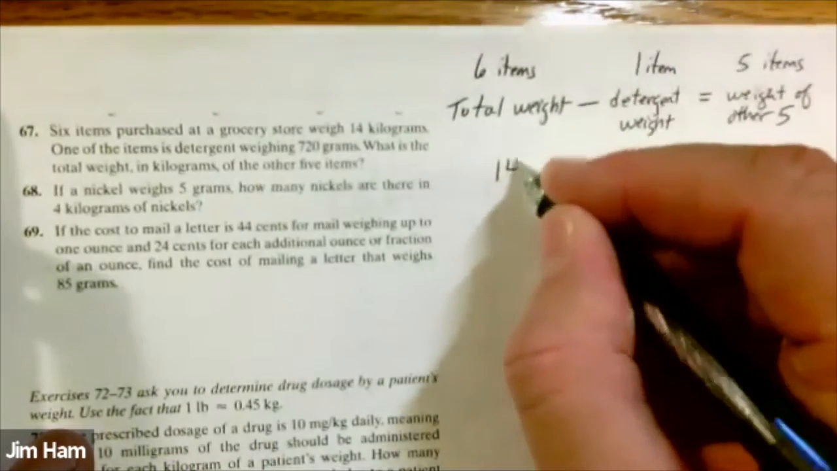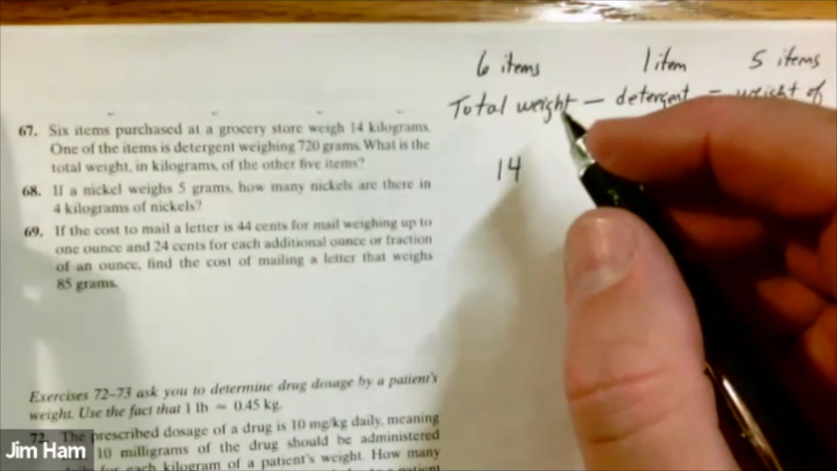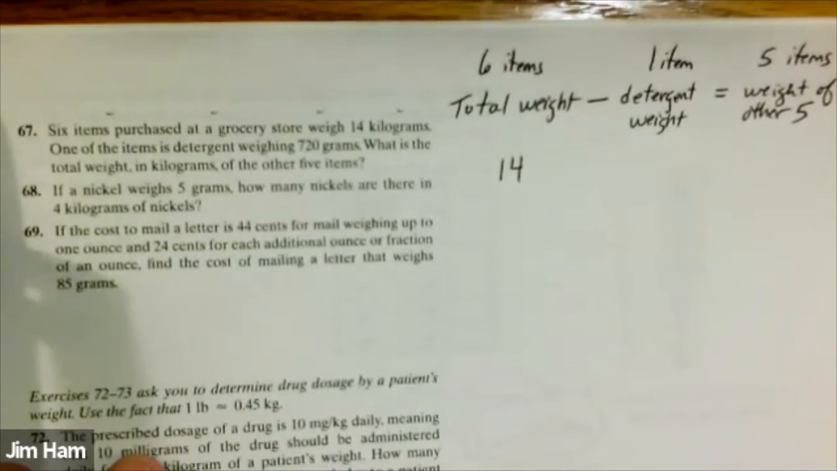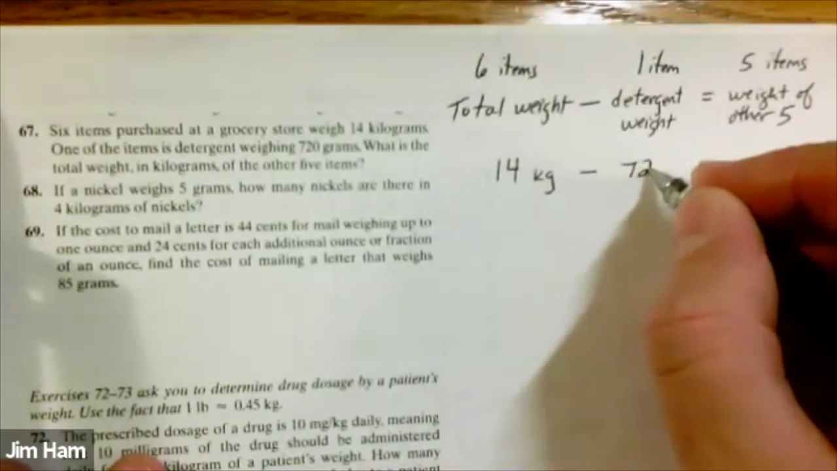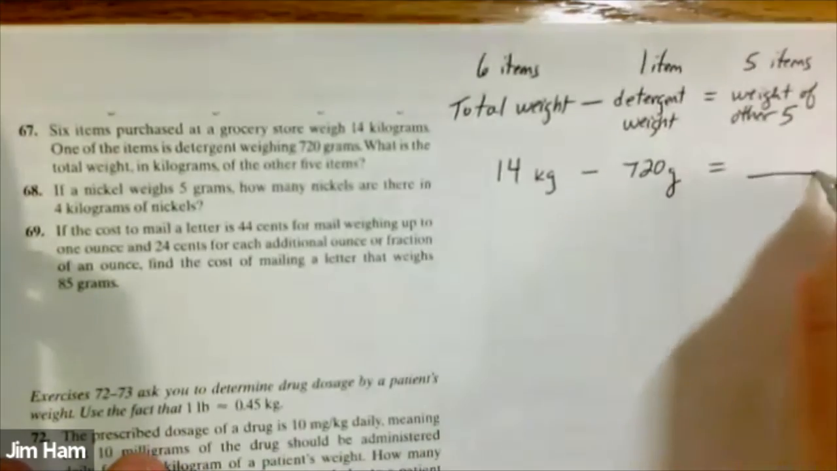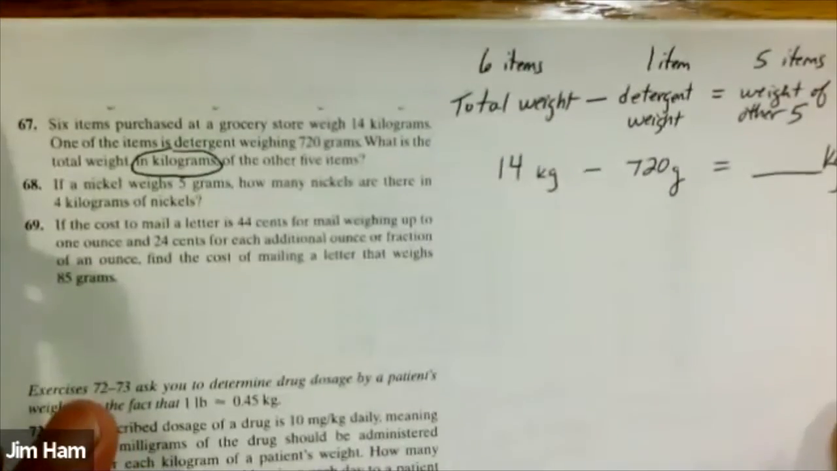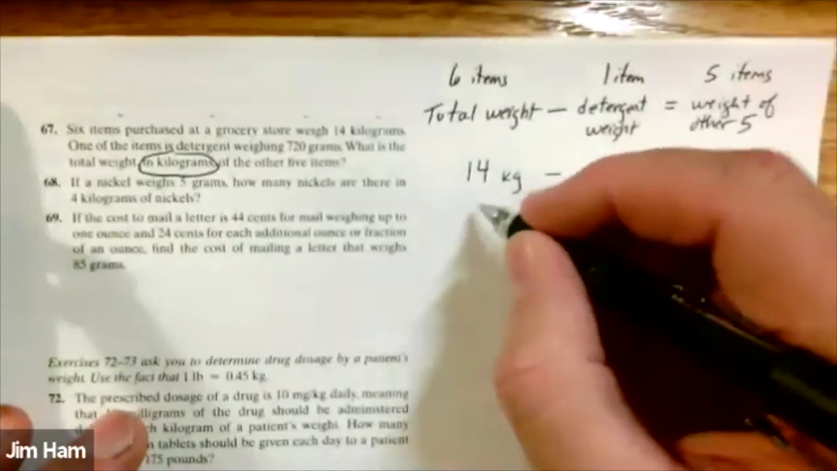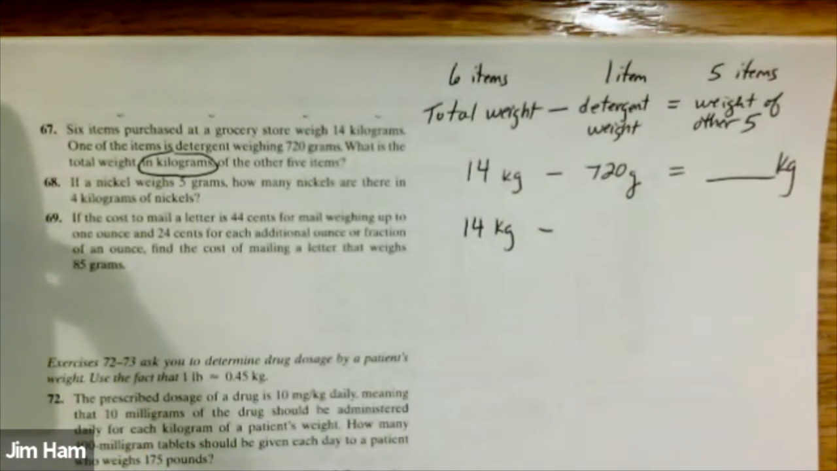This would fall under the heading of doing arithmetic with these units. And if you've done the problems in Newton, 4.5.1 through 4.5.4, you're going to see some problems like this. 14 kilograms minus 720 grams equals what we're looking for. It wants your answer in kilograms, so in order to write the answer in kilograms, we have to convert both of these units to kilograms. Well, this one's already in kilograms, 14 kilograms, but the 720 is not. So we first have to convert the 720 grams into kilograms, and then we'll do the subtraction.